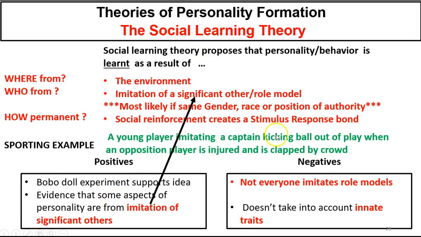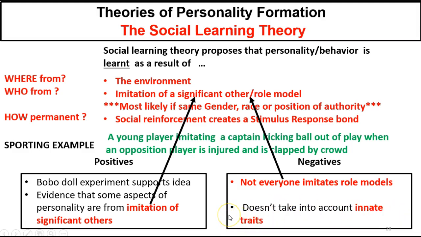So if we flip over, of course, we get to use that same descriptor, imitation of significant others, and the flip side to this is that we all see role models do things that are dysfunctional. It doesn't mean we copy them. Although to an extent we copy people, we don't copy everything. So you've got to put that onto it: not everyone imitates role models, particularly when it's dysfunctional behaviour, for example. And finally, it doesn't take into account innate traits. That could be an example there.